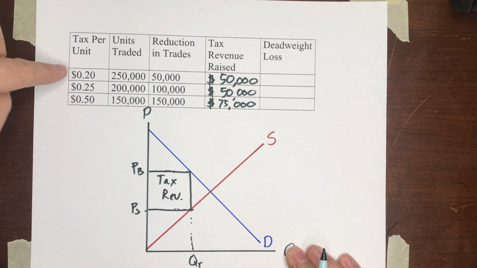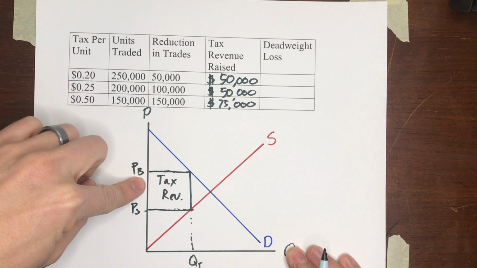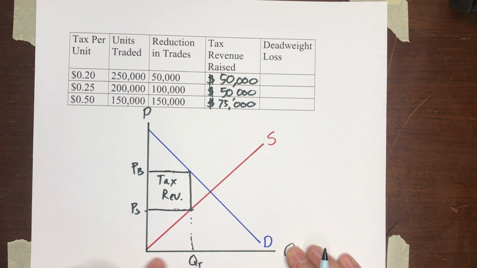And in each case, we're just plugging in a value for tax per unit and a value for the number of units that are still trading, QT. And that's where those numbers come from.